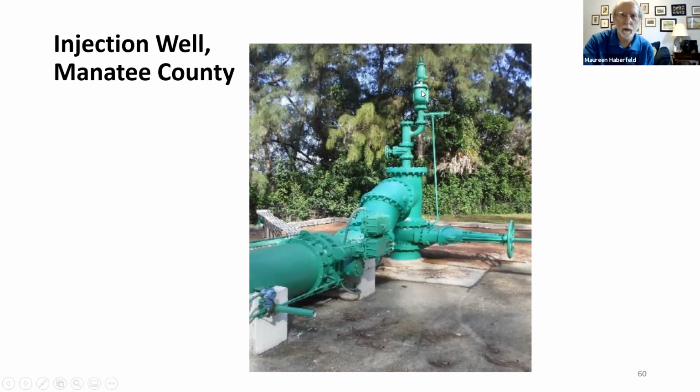At the top, and at the bottom, you've got some valves that keep the well open to accept the water. If they need to turn it off, they turn the valve off. They can read the pressure on a gauge at the top of the well.